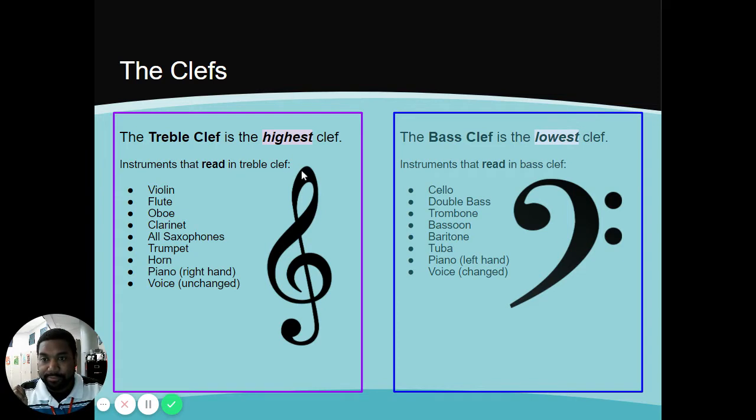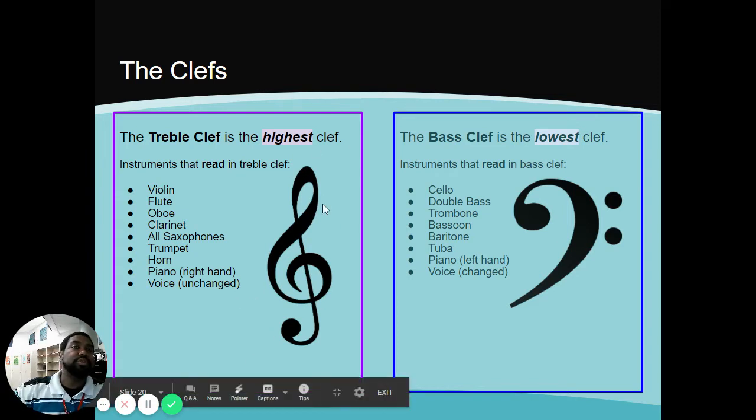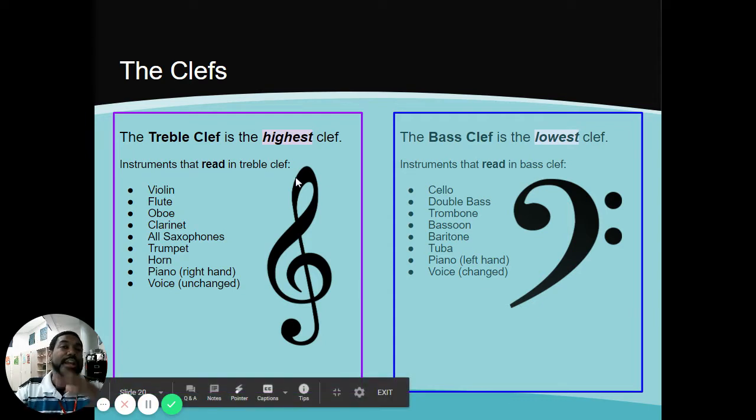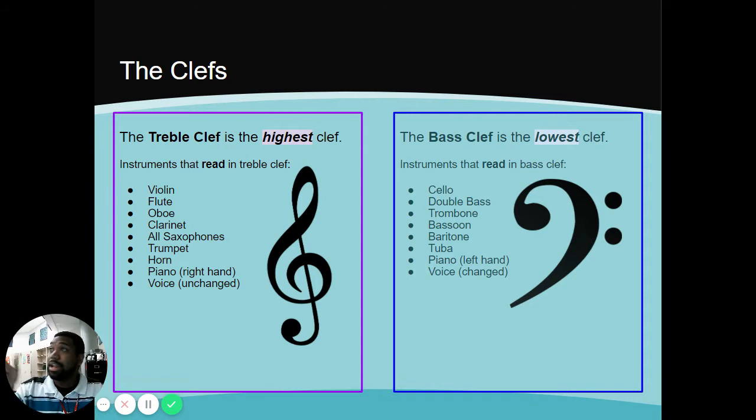The treble clef, which is this one. This is probably a music symbol you guys see all the time. It's usually one of the greatest representations of music. You put that symbol up somewhere, people say, oh, they're talking about music. Well, that sign is called a treble clef, okay?